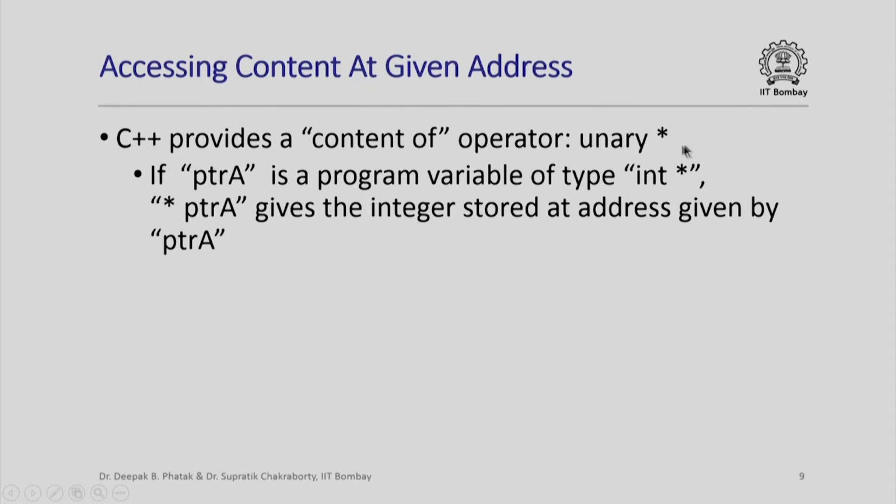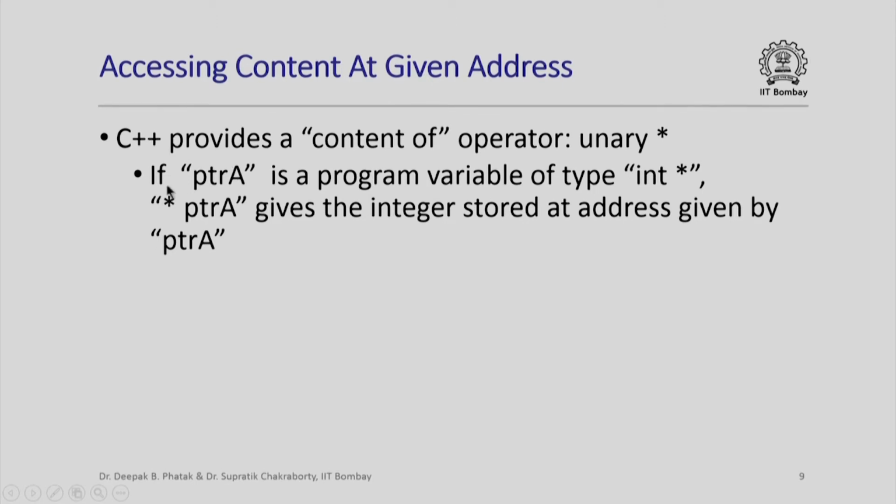In your program this will be denoted by the star symbol. Unlike the multiplication operator, which is also denoted by the star symbol and is a binary operator taking 2 operands, the content of operator, which is also represented by star, is a unary operator. It will take exactly 1 operand. So here is how it works. Suppose pointer a is a program variable which is the address of another integer variable. So its type is int star, a pointer to an integer.